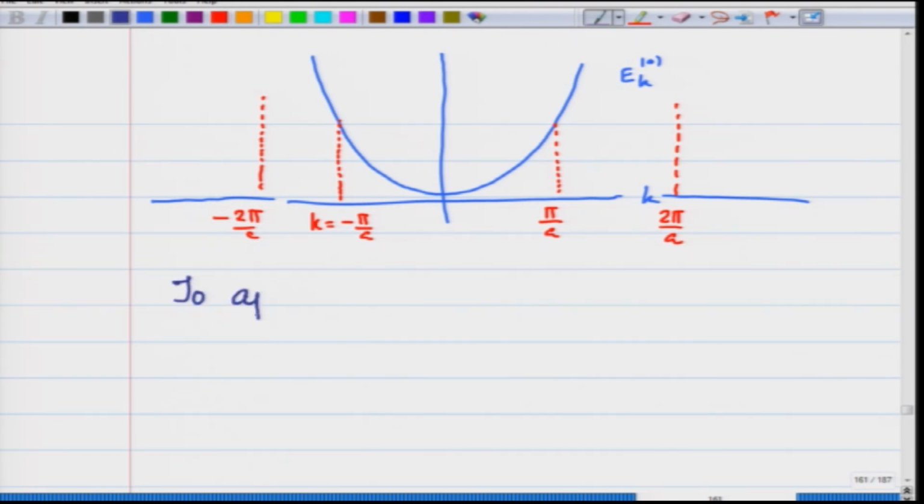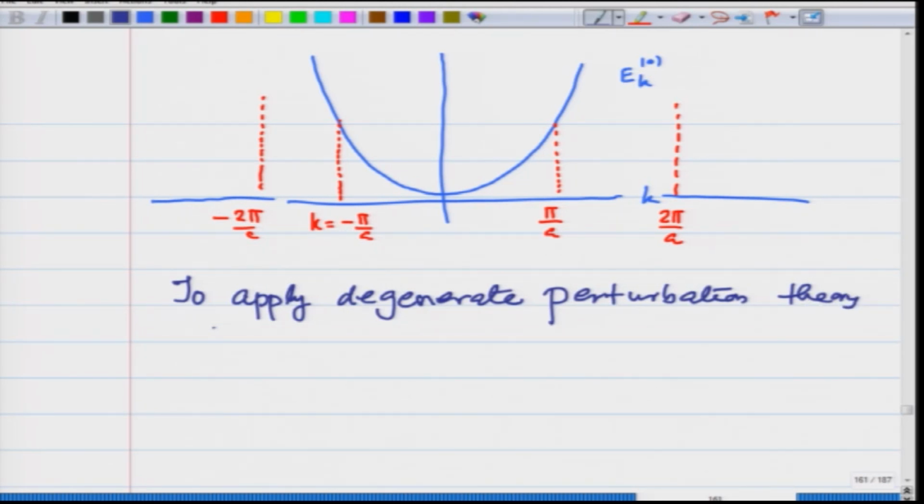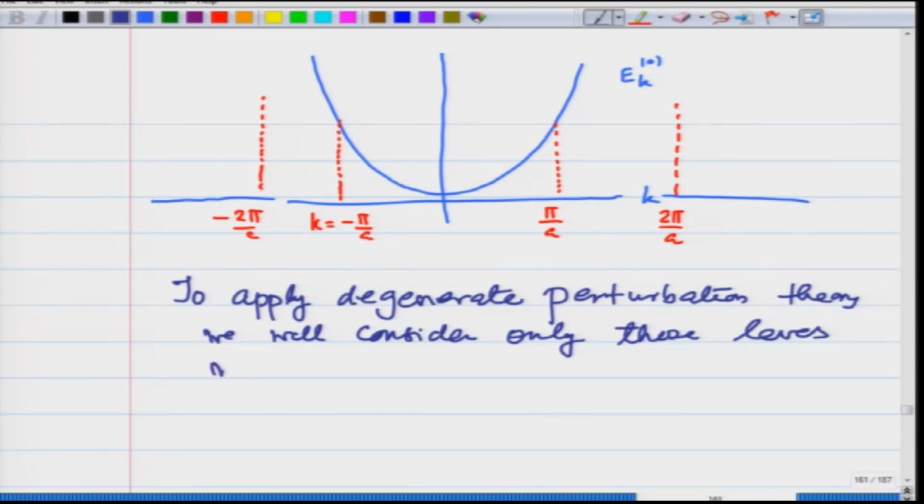To apply degenerate perturbation theory, we will consider only those levels which are degenerate. Why? Because other levels are far away, so they are not going to have effective mixing at the 0th level. So, we will consider only those levels that are degenerate.